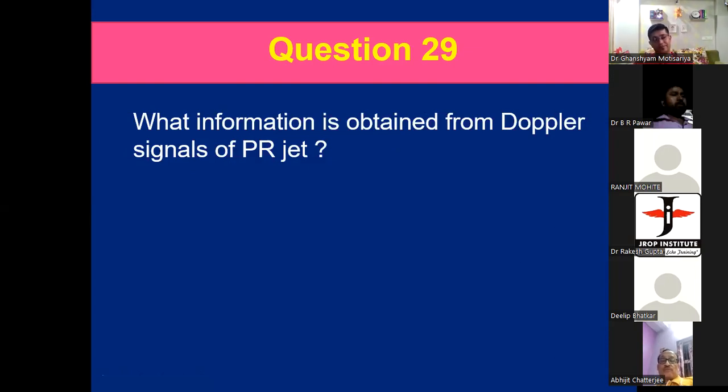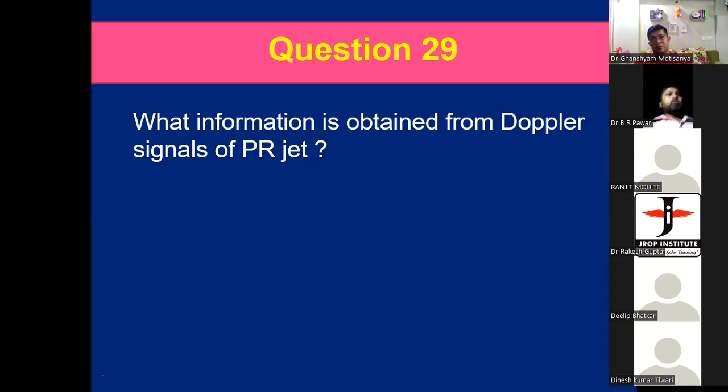Next is Dr. Dinesh Tiwari. Tiwari ji, are you there? Yes, sir. What information is obtained from a Doppler signal of PR jet? PR jet is about pulmonary hypertension, sir. How do you get pulmonary hypertension?